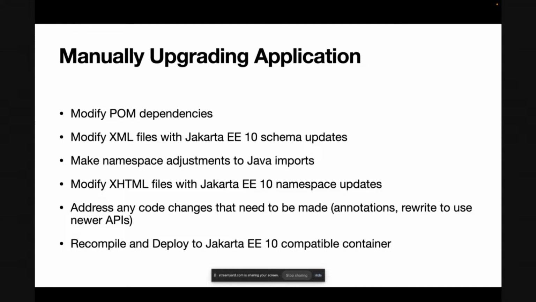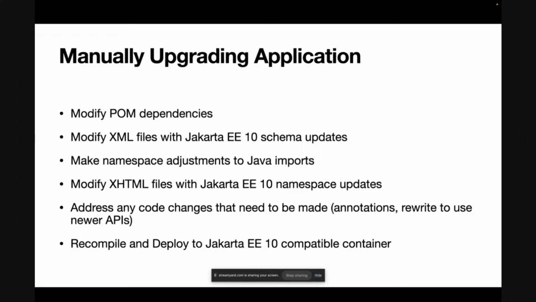So here are the steps for manually upgrading an application. You'll want to modify your dependencies. And this is probably the most painstaking part because if your application contains a number of third-party dependencies, you're going to have to look and see what the latest version of that dependency is. What's the latest version of the library? Is it compatible with Jakarta EE 10? Make sure it is. And then you can pull that from Maven or however you'd like to get it, download that dependency and add it to your application. But you'll need to do that for every one of those dependencies that you're using.